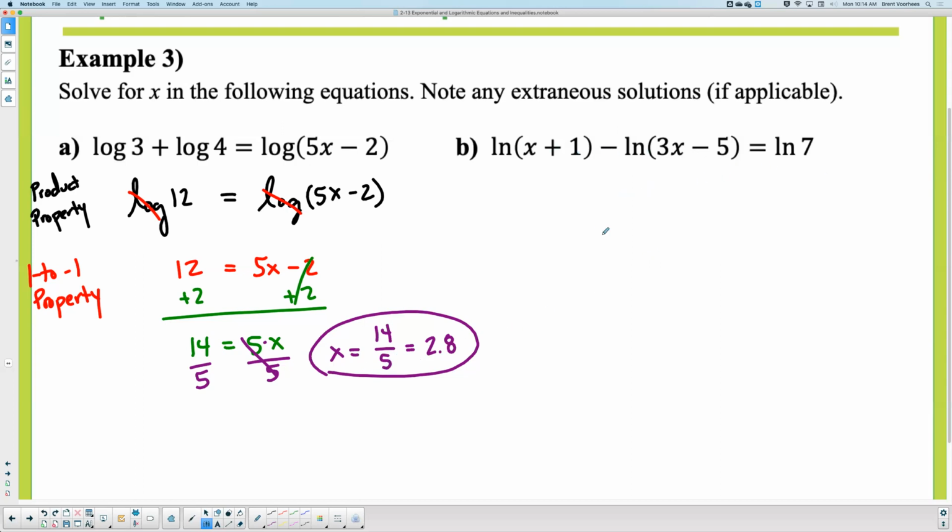Now let's come over here and check out this problem. This looks like IN. Is that what that is? No, it's natural log minus another natural log equals a natural log. How can I solve this with three natural logs? So you do the quotient property. The quotient property states that two logs subtracting is the same thing as one log, in this case natural log, with division. The positive natural log becomes the numerator. The negative natural log becomes the denominator. Now that's the quotient property right there.